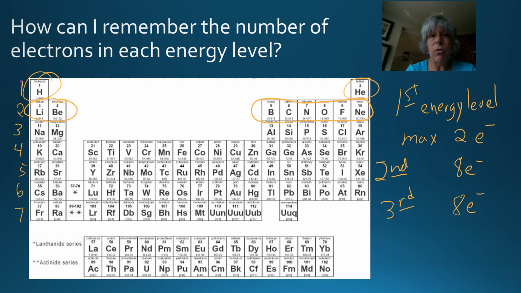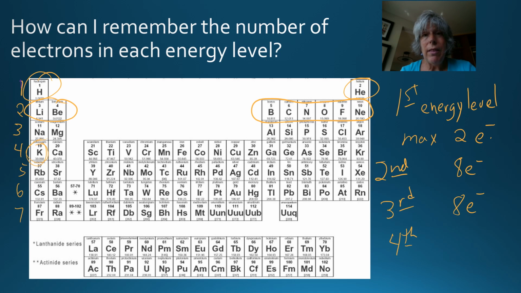If we were going to draw a diagram of potassium, we would put 2 electrons on the first ring, 8 on the second ring, 8 on the third ring, and then the final electron, electron number 19 for potassium, would go on the 4th ring.